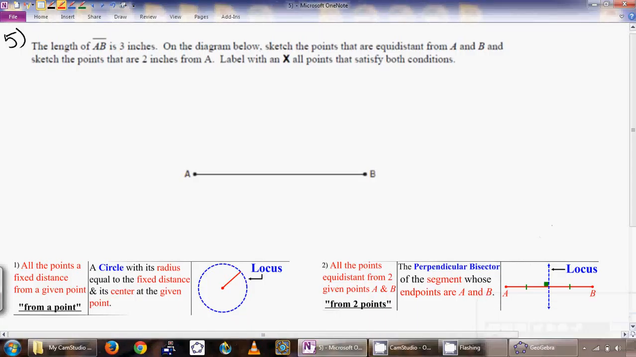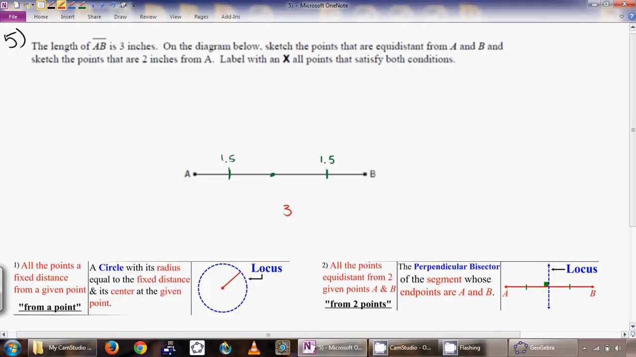Alright, problem number 5. This one's a little bit more involved, but don't be intimidated. It says the length of segment AB is 3 inches. So as soon as they tell you a distance, you should note that, right? The total distance is 3. So I'm also going to find the midpoint, because whenever they give you a length, you should find what the middle is. So half of 3 is 1.5 and 1.5.